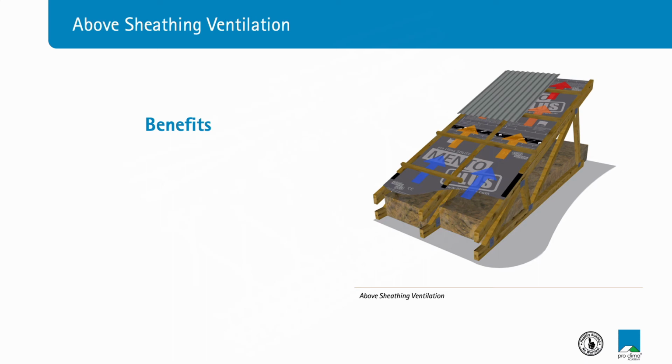So the benefits, just briefly, of this type of ventilation, which we're calling above sheathing ventilation. Firstly, the counter battens enable free drainage. By lifting the horizontal battens up slightly, we're allowing a pathway for any moisture that does accumulate to run freely down to the eave.